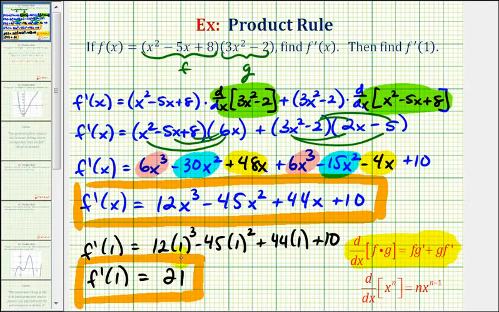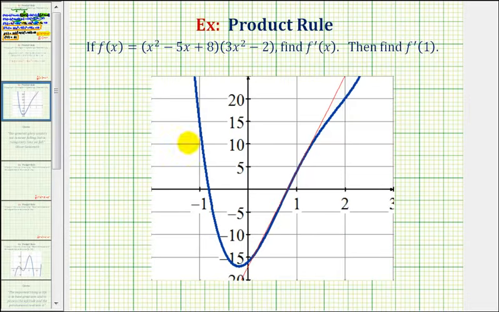So let's go and take a look at a graph. The blue graph is the graph of the original function. When x equals 1, we'd be at this point here on the function. The red line would be the tangent line. Notice how the y-axis is scaled by 5s, so the slope of this red tangent line does appear to be positive 21, which verifies that our work is correct.